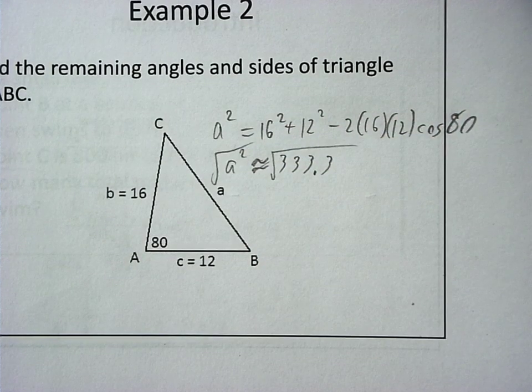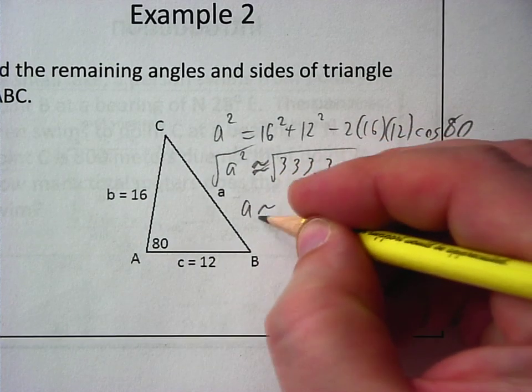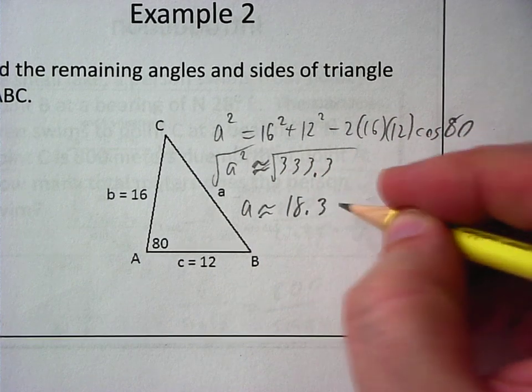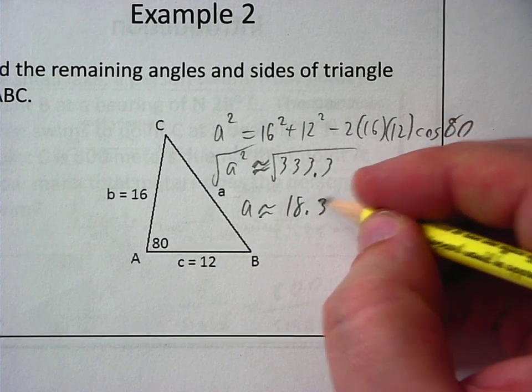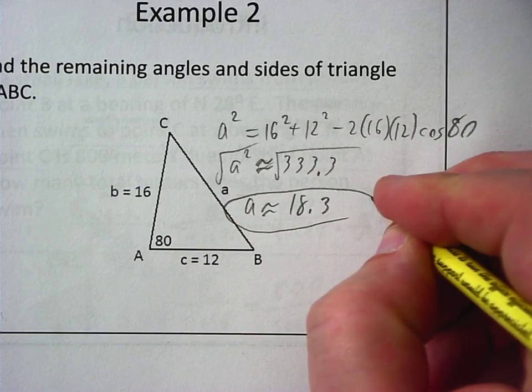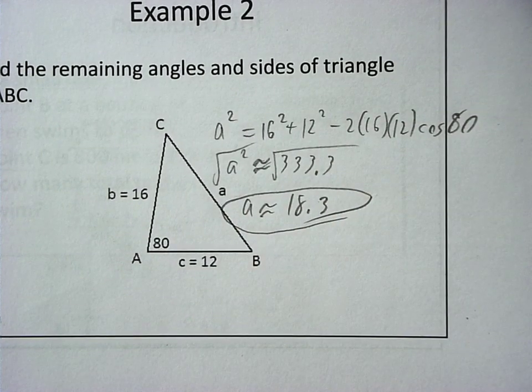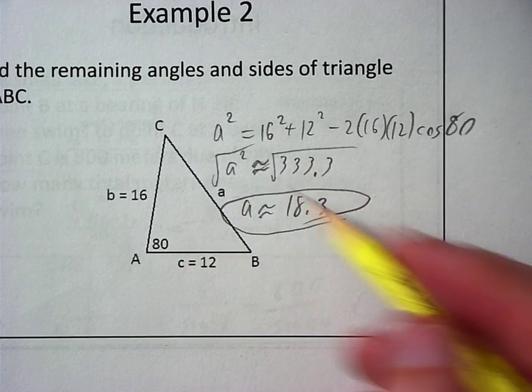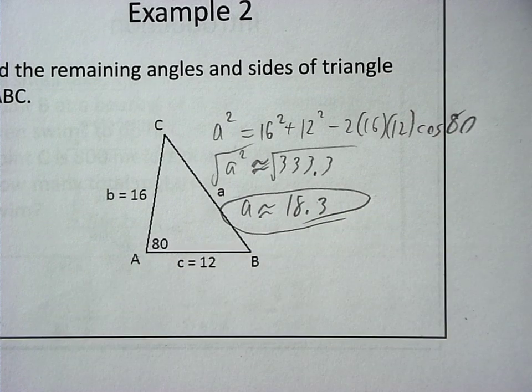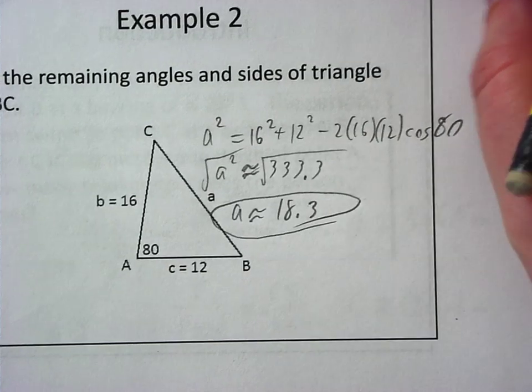Don't just use 333.3, to avoid rounding as much as possible. So you get A is what? 18.26, or 18.3, either one if they don't specify. That would be the length of side A. Then to find the angles, what would I need to do? Law of sines. Set them up so you have sine of 80 over 18.26, and each one of those is equal to sine of B or C over its respective opposite side. Questions on those two?